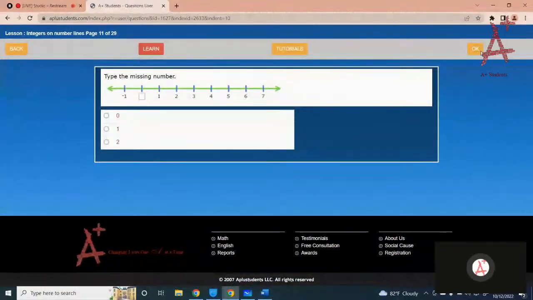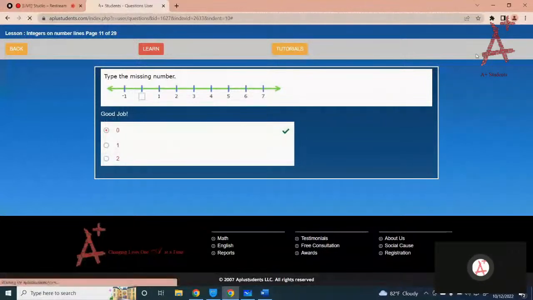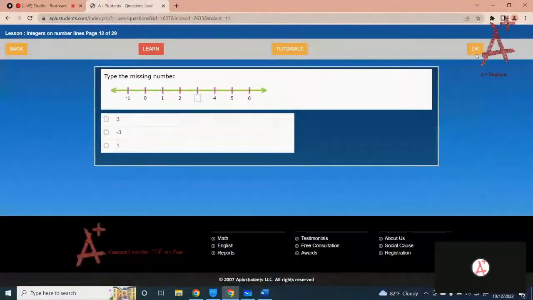Okay, type the missing number. Which number is between 1 and -1? 0. Got it? 0 is neither positive nor negative. So 0 is in between 1 and -1. Very good. Okay, type the missing number. So the missing number is 3. In between 2 and 4 you have the number 3. Very good.